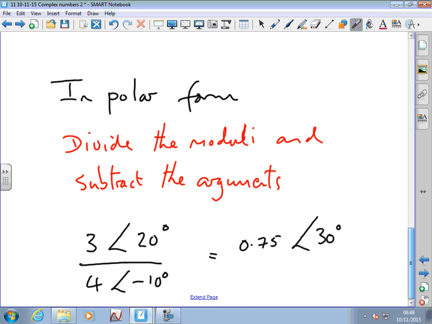In polar form, it's quite straightforward. Instead of multiplying, you divide the moduli, and instead of adding, you subtract the arguments or the angles. Good case of the double negative here: 20 degrees minus, because we're dividing, minus 10 will give me 20 plus 10, which is 30 degrees. So just beware of that.